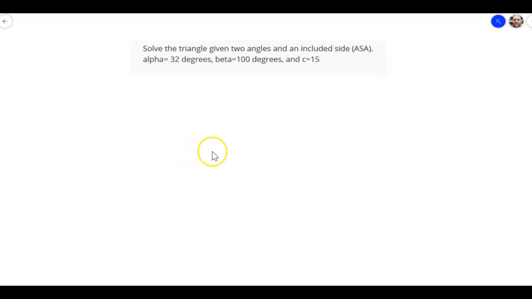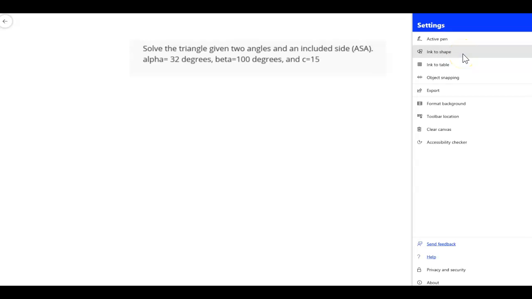Hey, this is Mr. Backstrom, and today I was looking over the forums and I wanted to answer this question. It says, solve the triangle given two angles and an included side. This is an angle side angle, and they give us alpha is equal to 32 degrees, beta is equal to 100 degrees, and C, that would be side C, is equal to 15.